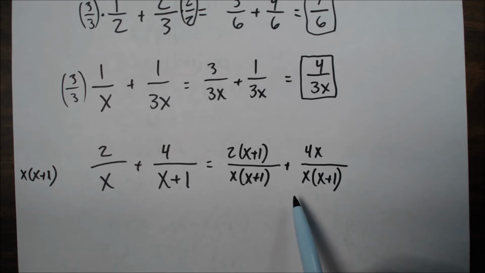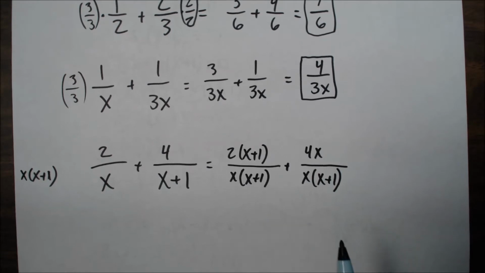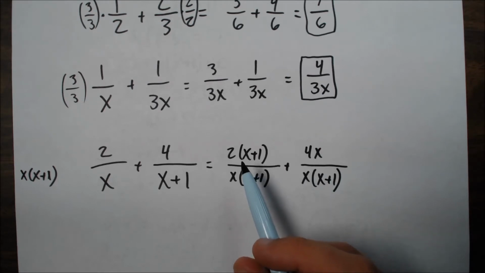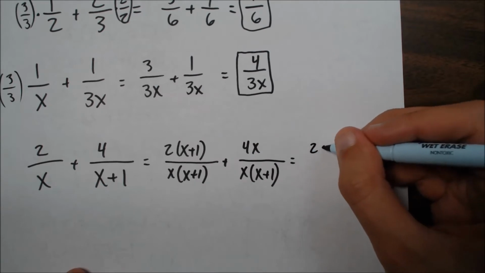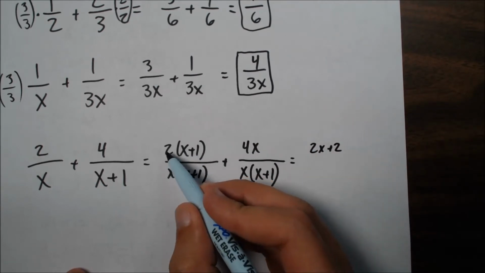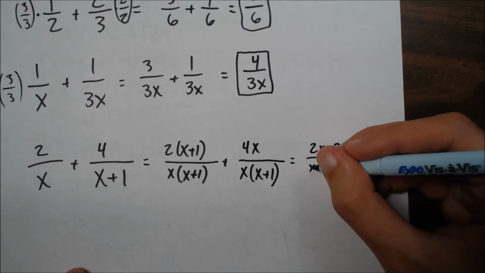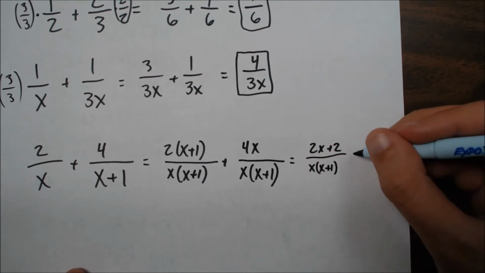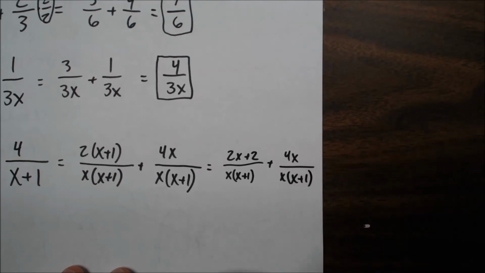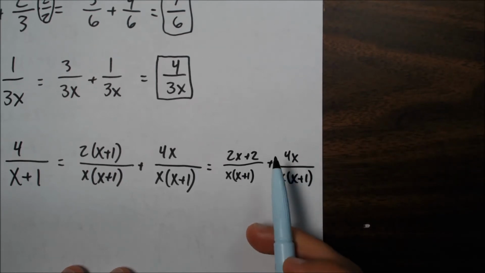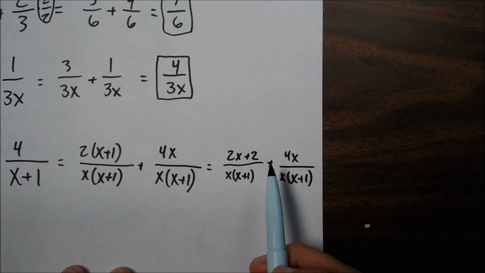Now, I would definitely leave the denominators factored, and we'll explain why later. On the bottom, we want to leave these factored, but on the top, we need to go ahead and multiply these out so that we can combine the like terms, okay? So on the top, this is 2x plus 2, we distribute, over x times x plus 1 plus 4x over x times x plus 1. And now one more step, we need to go ahead and add the top of these fractions and combine the like terms. 2x and 4x makes 6x.